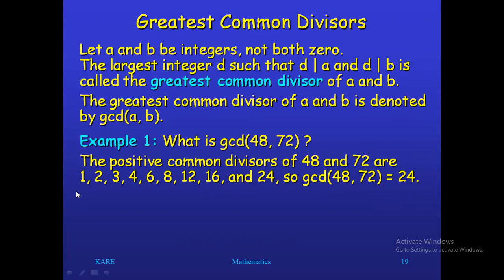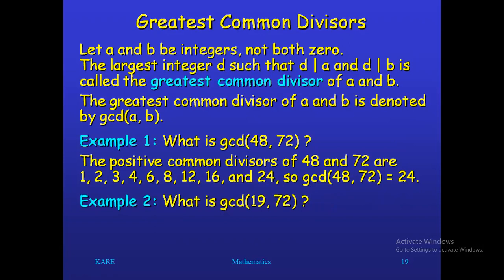First I'm just grouping the numbers. 1 divides both 48 and 72. 2, 3, 4, 6, 8, 12, 16 and 24 also divide both 48 and 72. So the GCD of 48 and 72 is 24, because by the definition of the greatest common divisor, the largest integer D which divides both A and B is called the greatest common divisor. In all these divisors, 24 is my greatest number. So we write: GCD of 48 and 72 is equal to 24.